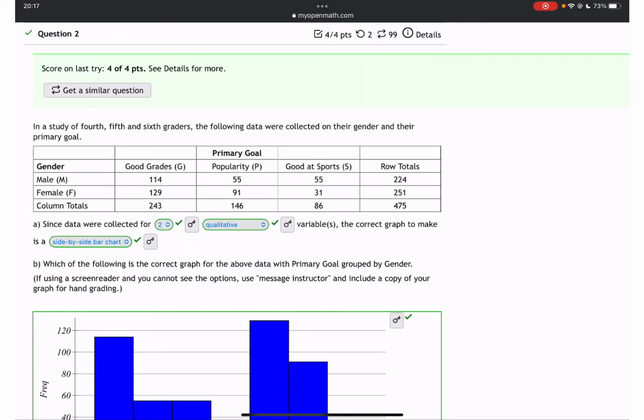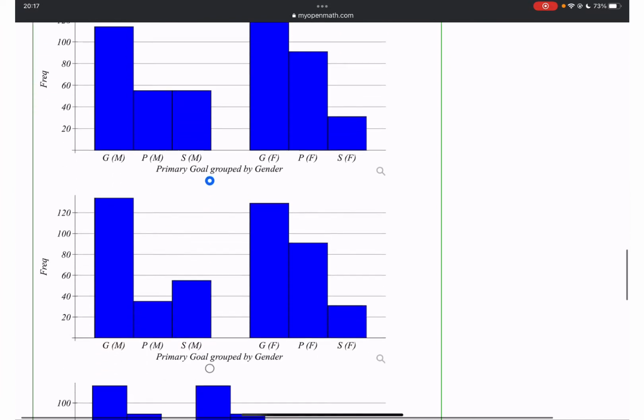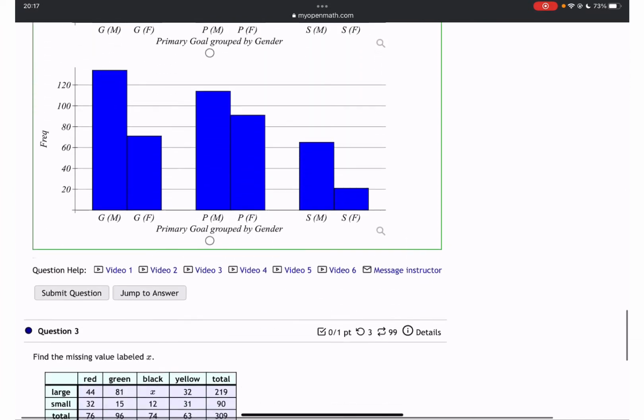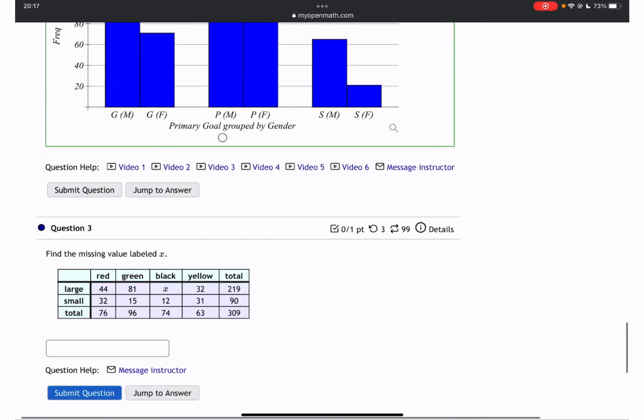Let's submit. Okay, and we have a similar question if we are interested. Everything else is, the answer is correct. Okay, moving to the next question, which is going to be find the missing value labeled.